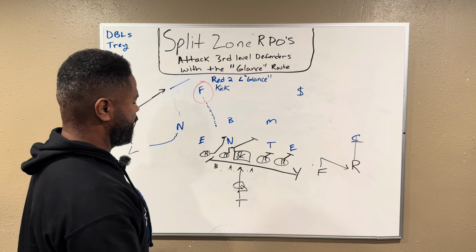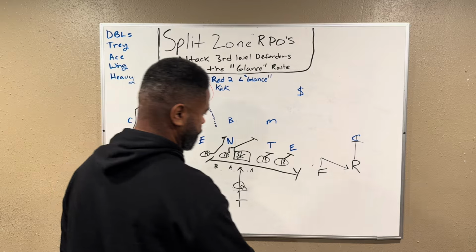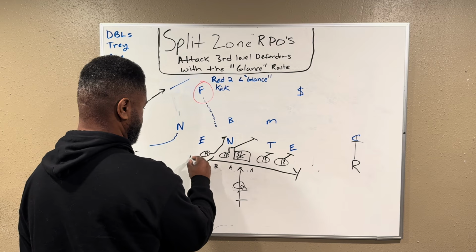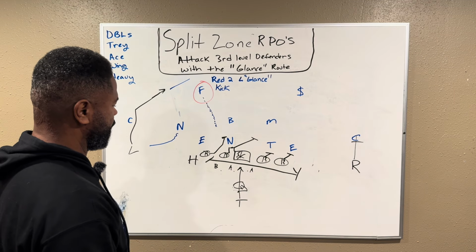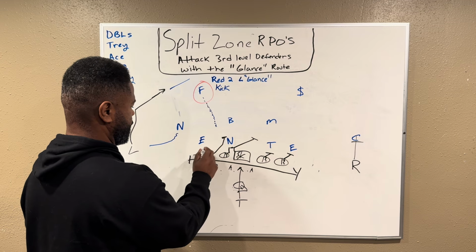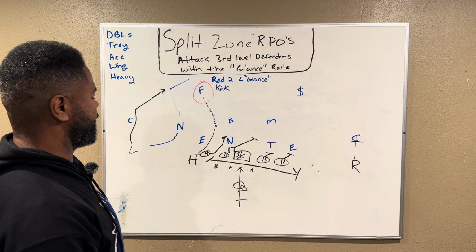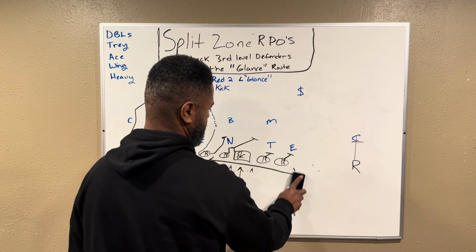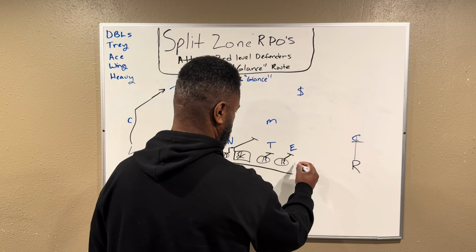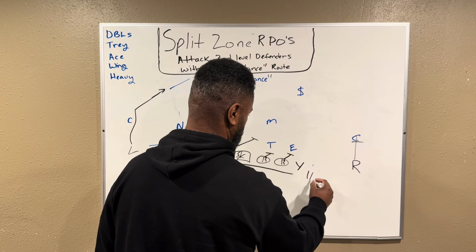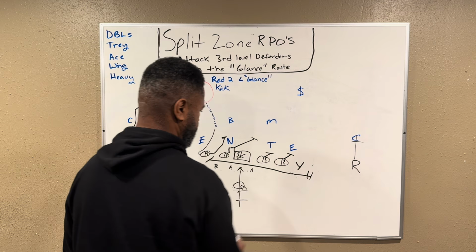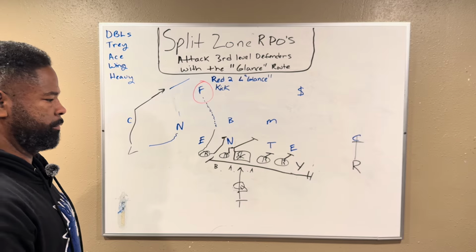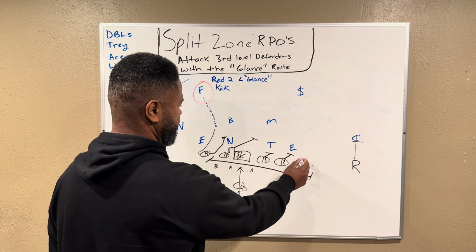Everything stays the same. If we were to go 12 personnel, bring an H back in, our second tight end, guess what? Everything stays the same. Everything stays the same, okay? Now, if we were to go 12 personnel in our wing formation, okay, which is our 3-by-1 out of 12 personnel, everything stays the same. You see how versatile this play and this concept is.